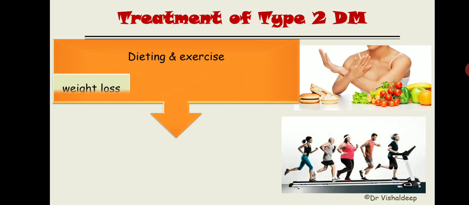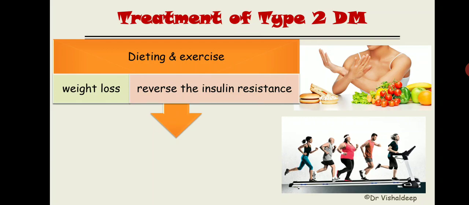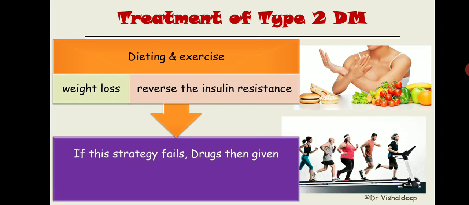So basically weight loss; we have to make sure the person's weight decreases, because in a fatty person, the higher amount of fat tissue causes the insulin resistance. The cause of the insulin resistance is mostly the fat. So once weight loss occurs, with less fat inside the person's body, it will reverse the insulin resistance. Now if this dieting and exercising strategy fails, then we have to give a drug.